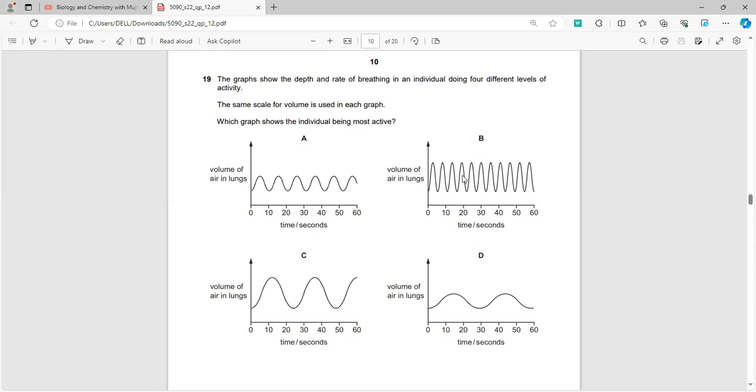So the rate of breathing as well as the depth of breathing both have to be increased. So the only graph in which you can see the greatest amount of frequency of waves is B.